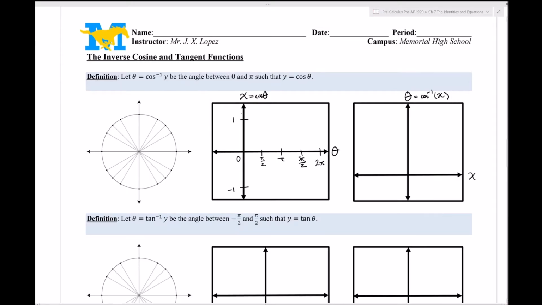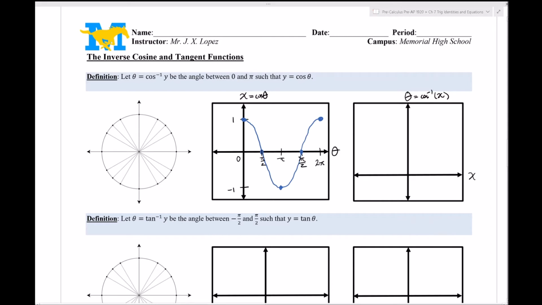Starting point for cosine would be 0, 1. Next is pi over 2, 0. Pi, -1. 3 pi over 2, 0. And then 2 pi, 1. And then we'll draw the pattern for cosine. Looks something like this. That looks kind of ugly. See if I can try to fix that a little bit.